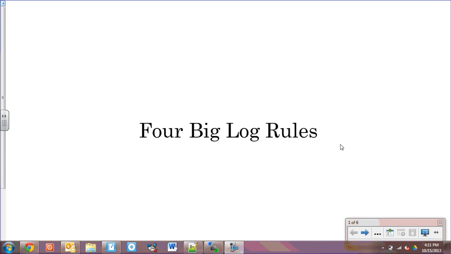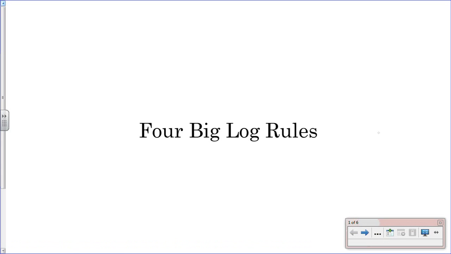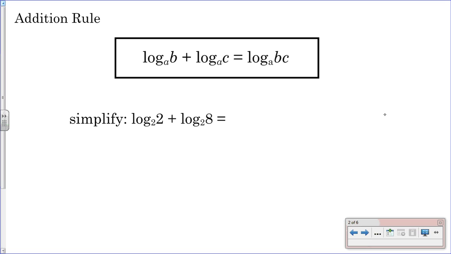This video is going to be on 4 big log rules that you're going to need to remember. So make sure you write these down in your notes and remember how to use them. The first rule we're going to go over is the addition rule for logs, which says if you have log base A of B plus log base A of C, that equals the log base A of B times C. So when you add them and they have the same base, you can multiply together what you're taking the log of.